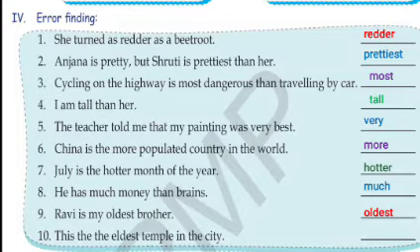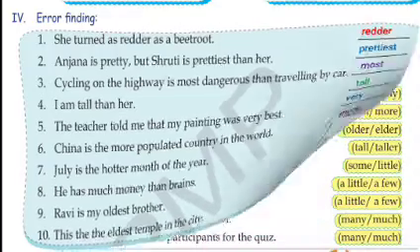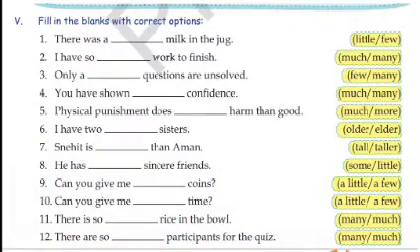Oldest. Now the number 10 is, this is the eldest temple in the city. And in last class I also told you that for things we use older or oldest. So in place of eldest it should be oldest. So what is the error here? Eldest is the error here. Now we are moving to the last question of today's session, that is question 5, which says fill in the blanks with correct options. Means 2 options are given in each part. You have to choose the correct one.